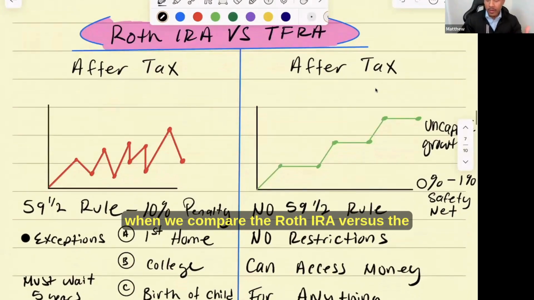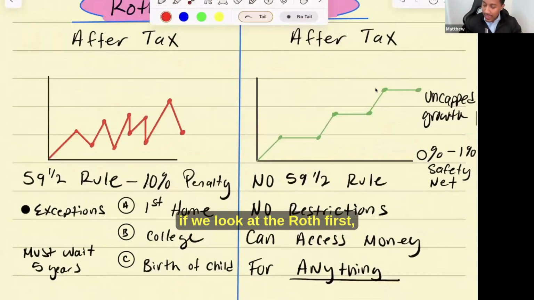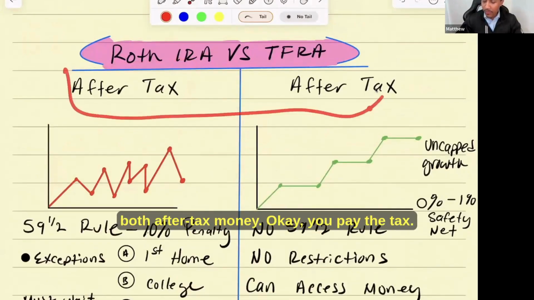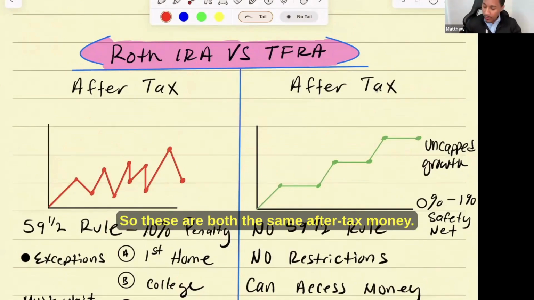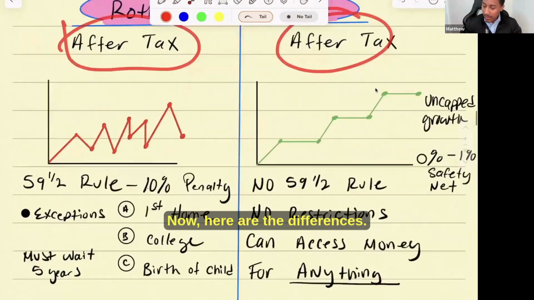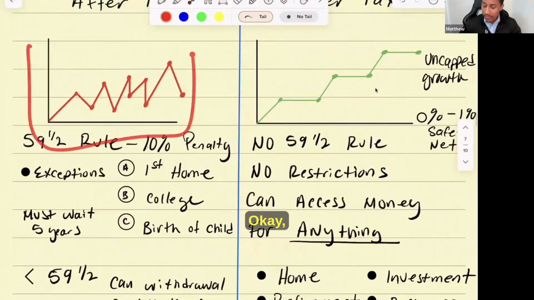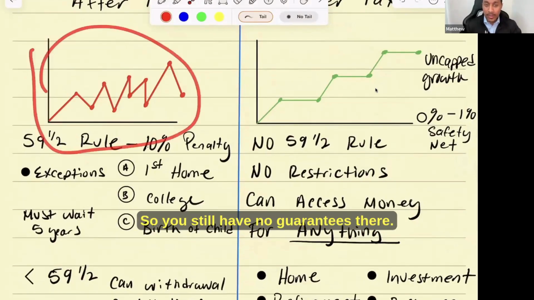Now, when we compare the Roth IRA versus the tax-free retirement account, if we look at the Roth first, what makes these similar is they're both after-tax money. Okay, you pay the tax. Now I have these post-tax dollars. Where do I disperse it? So these are both the same after-tax money. Now, here are the differences. We talk about the Roth IRA, it's a variable account. Even though you can access it tax-free, it grows tax-free, it's still volatile. So you still have no guarantees there.